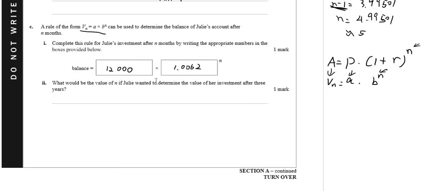Part B, second part asks what would be the value of N if Julie wants to determine the value of her investment after 3 years. So we know that our N in here is in months. So 3 years, how many months is 3 years equivalent to? There's 12 months in a year, so 12 times 3 equals 36. So my N is equal to 36.